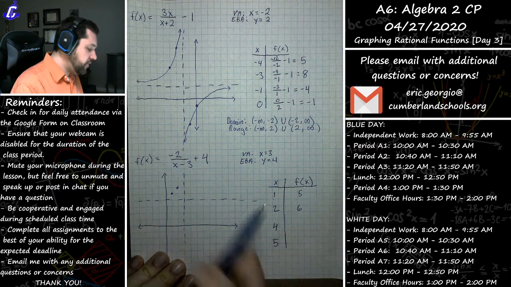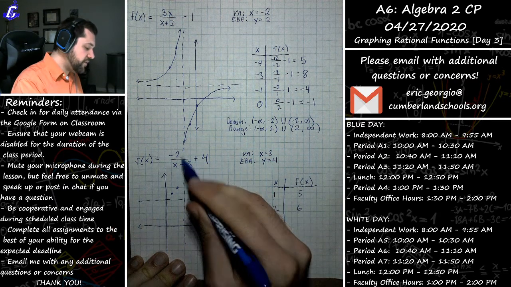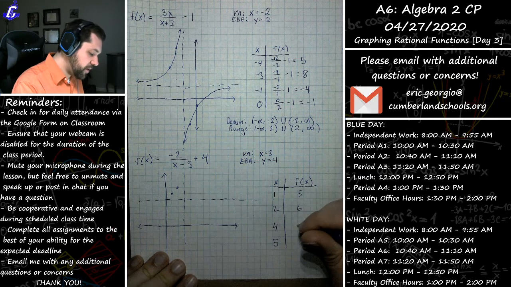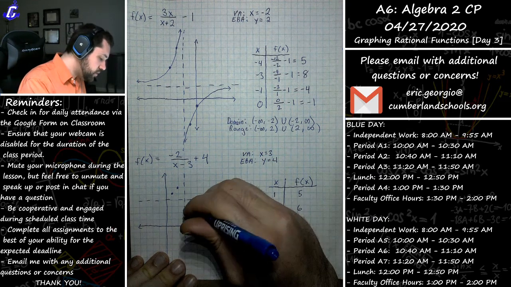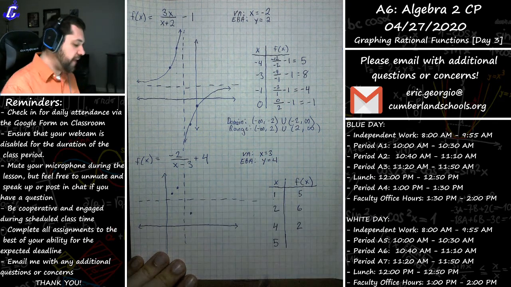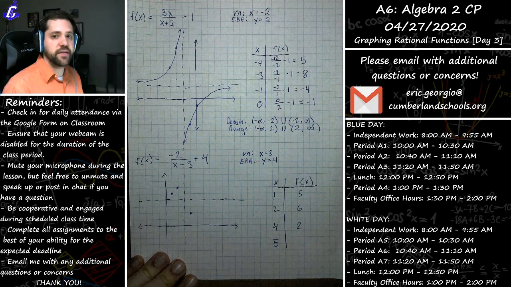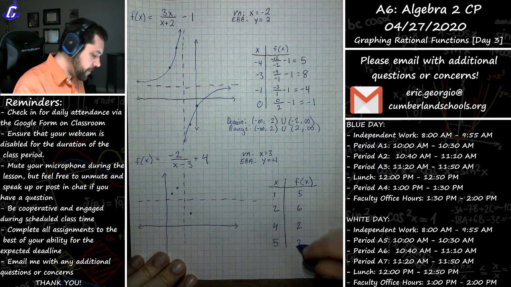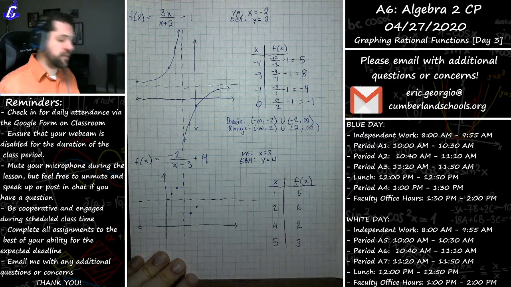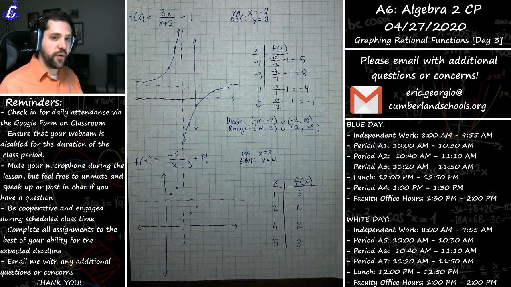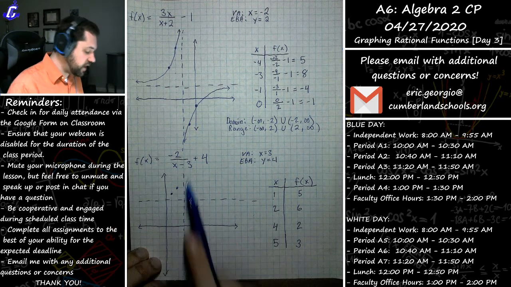4 goes in. 4 minus 3 is 1. -2 divided by 1 is -2, plus 4 is +2. Right there. 5 goes in. 5 minus 3 is 2. -2 divided by 2 is -1, plus 4 is 3. Again, you should be able to observe that symmetry even before you sketch your curves. You see that symmetrical structure taking place.